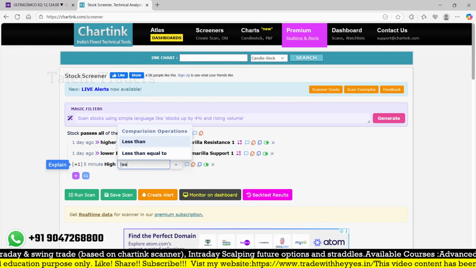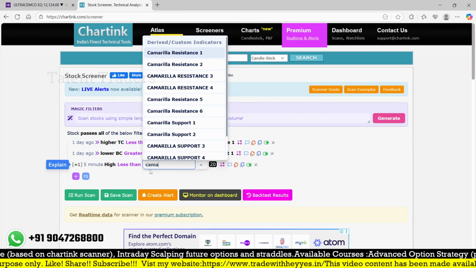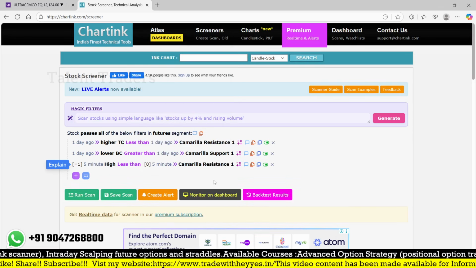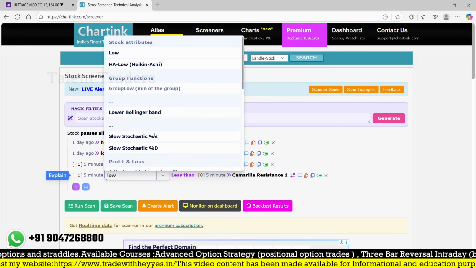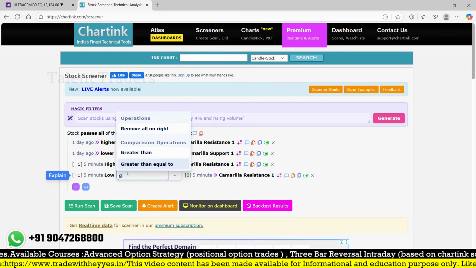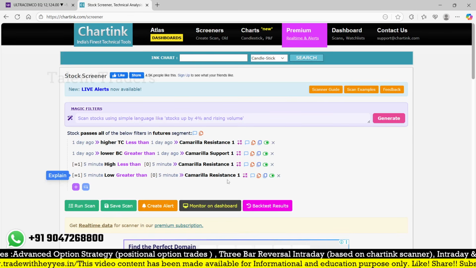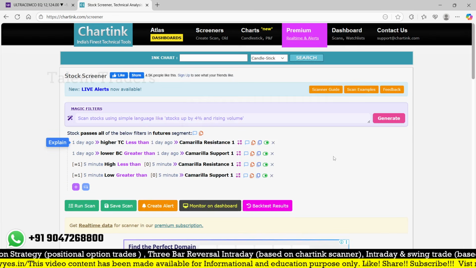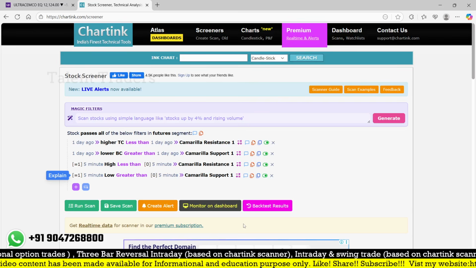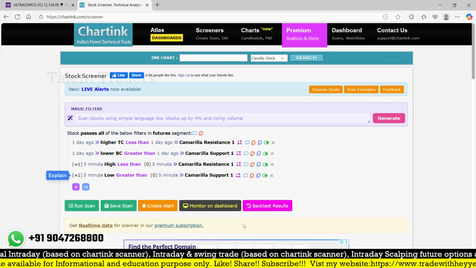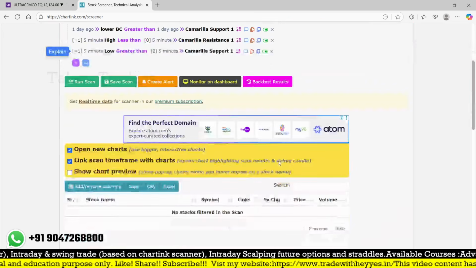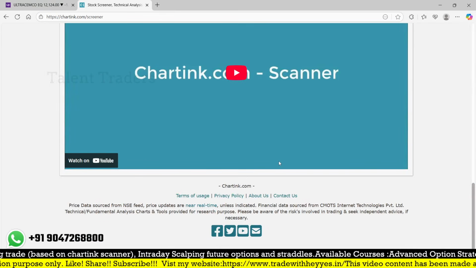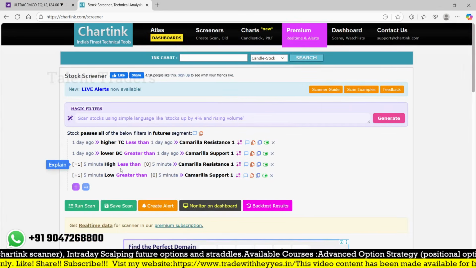It must be less than Camarilla resistance one, and the low of that particular first 5 minutes candle is greater than support one, so we can look for a breakout. By using this condition, we are adding that today's first 5 minutes candle is inside between R1 and S1 of the Camarilla pivot. Let me check for any stocks. I think no stocks. Maybe we'll check with the 15 minutes high.